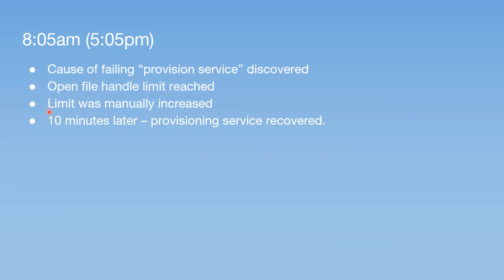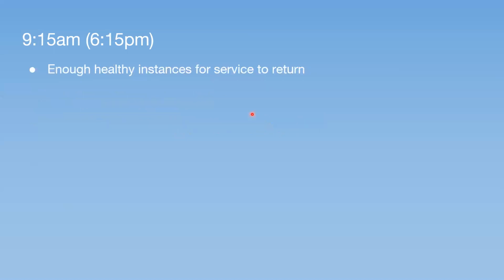When they noticed this, they quickly increased the limit. And 10 minutes later, the provisioning service actually recovered. So they were now at 9:15 a.m., about an hour after the provision service had recovered. The Slack team deployed some new instances, which worked, and they were able to get enough healthy instances back for the service to return.